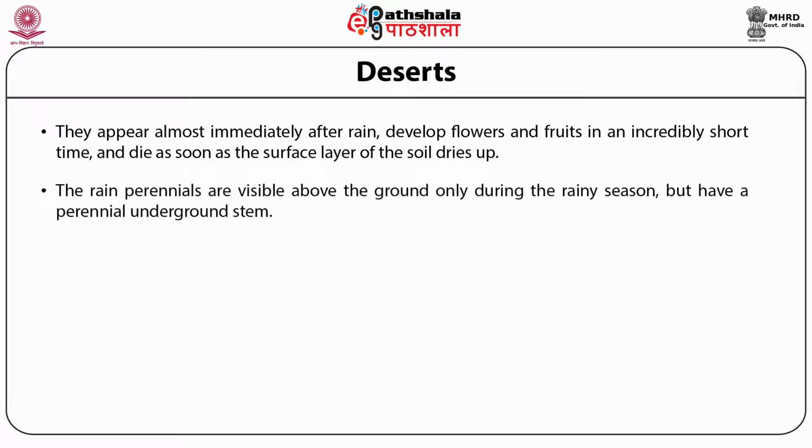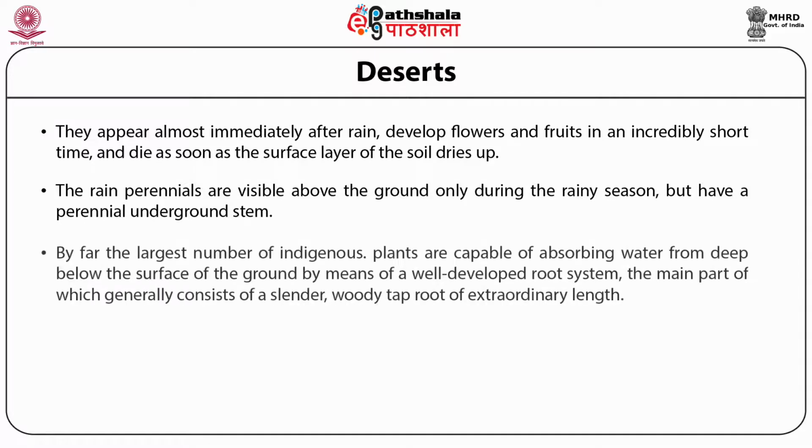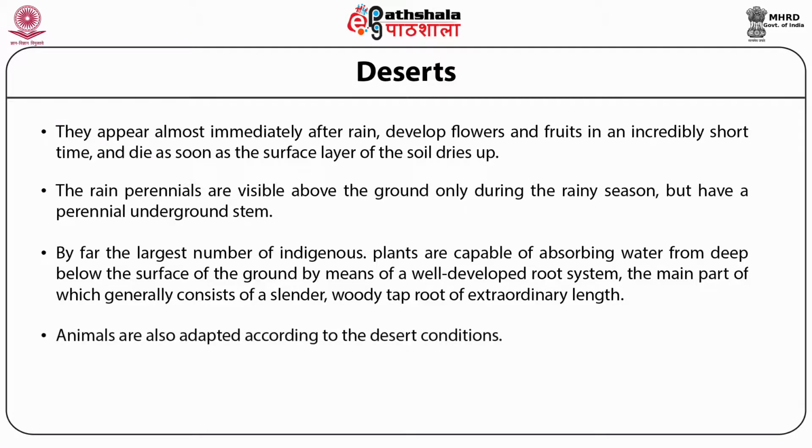The rain perennials are visible above the ground only during the rainy season, but have a perennial underground stem, bulbous monocotyledon, of which Dipcadi erythraeum is a representative from this region, and various Cyperus also grow. By far the largest number of indigenous plants are capable of absorbing water from deep below the surface of the ground by means of a well-developed root system, the main part of which generally consists of a slender, woody taproot of extraordinary length. The animals are also adapted according to desert conditions.